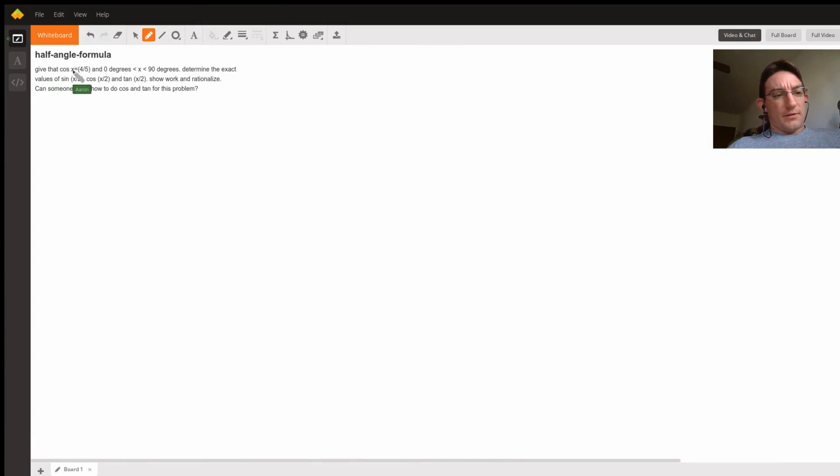Aaron here with a trigonometry problem. Given that cosine of x is 4/5 and x lies between 0 and 90 degrees, meaning it's in the first quadrant of a graph, determine the exact values of sine, cosine, and tangent of half of x. Show work and rationalize. Can someone help? Can someone show how to do cosine and tangent for this problem? Well, I'll show how to do all of them.